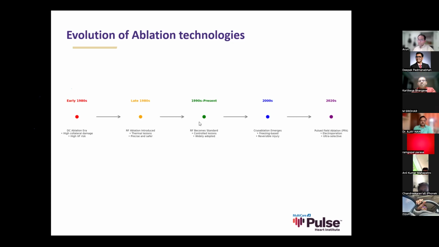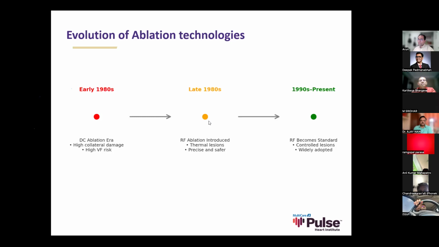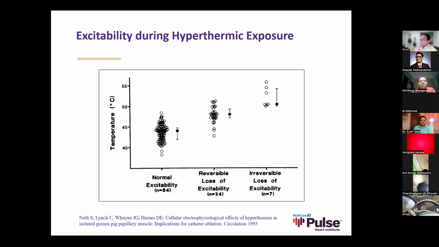However, RF still remains the king. It is still the most important tool that we have in our arsenal for any kind of ablation. RF is still widely adopted because of the ability to control the lesions really well, and people being able to understand the physics much better than some of the other things that we talked about.